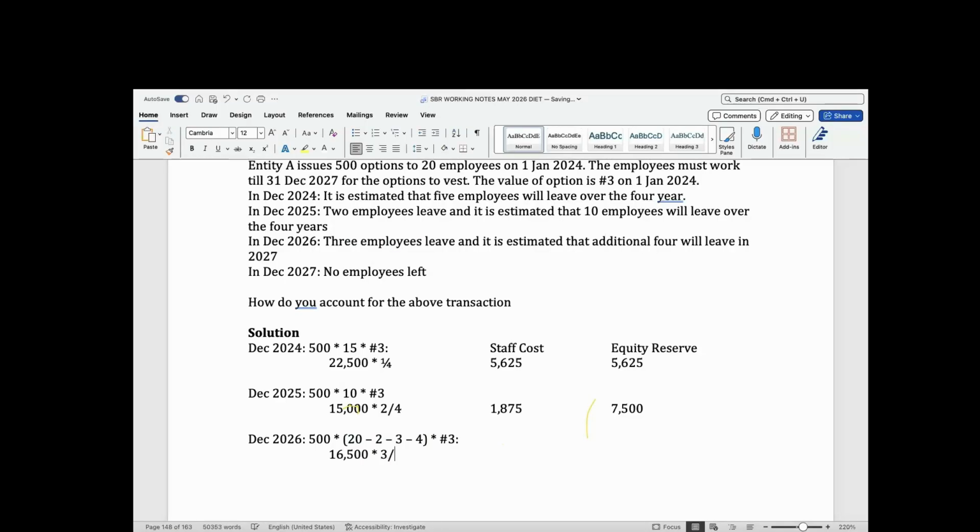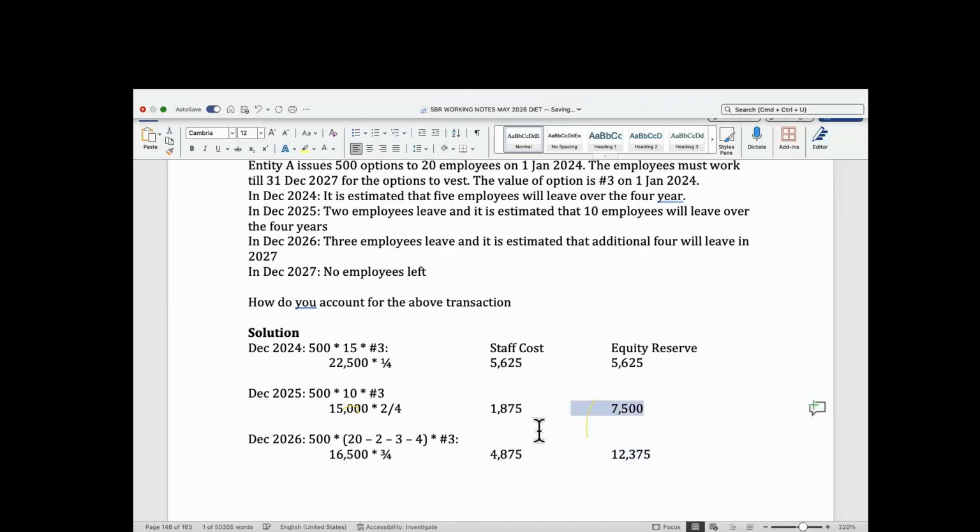Again, we do cumulative. 16,500, divide by 4, times 3 gives 12,375. That's what you got. So how much goes to your P&L? $4,875, which is the difference between this and this. This minus this.